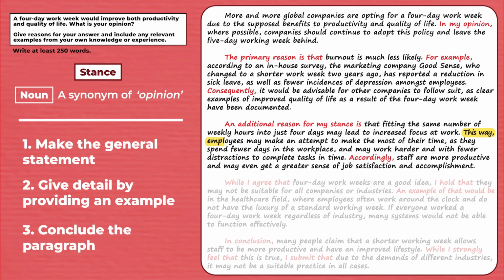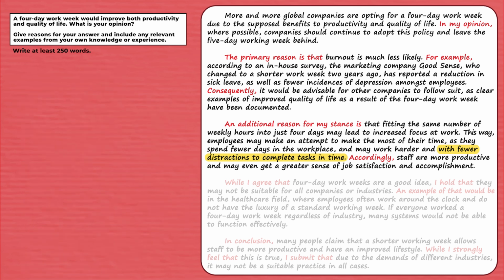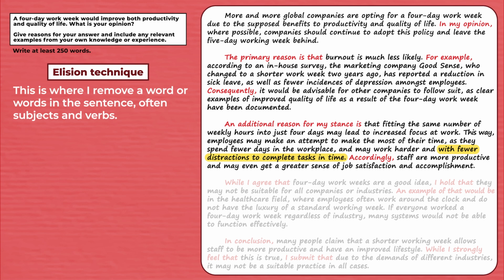This way, employees may make an attempt to make the most of their time, as they spend fewer days in the workplace and may work harder and with fewer distractions to complete tasks in time. My example is that employees can work with fewer distractions to complete tasks in time. I used a technique called elision in this sentence. This is where I remove a word or words in the sentence, often subjects and verbs.